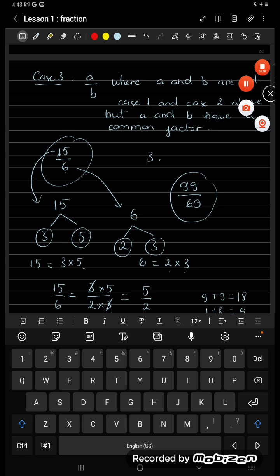Okay, so let's finish this lesson of fraction at this point. For the next part, I will talk about mixed numbers. Okay, so bye bye for now.